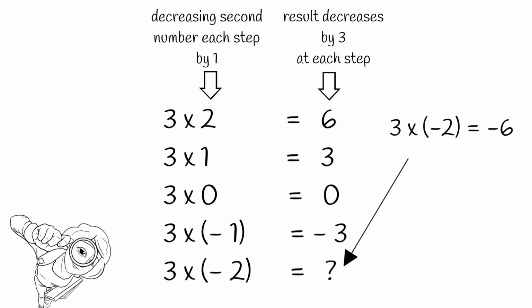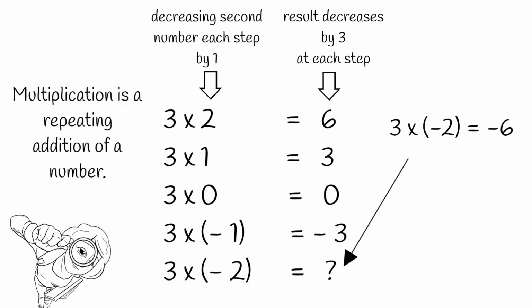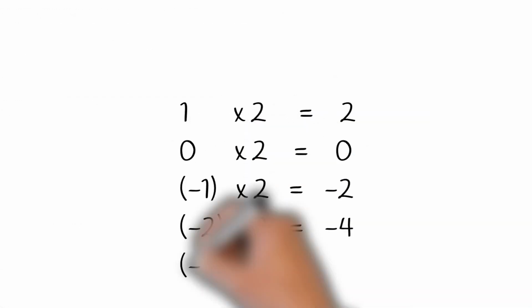We also learned in primary school that multiplication is a repeating addition of a number. Hence, 3 times negative 2 can also be written as the sum of 3 negative 2's, which is equal to negative 6. Let's have another sequence.